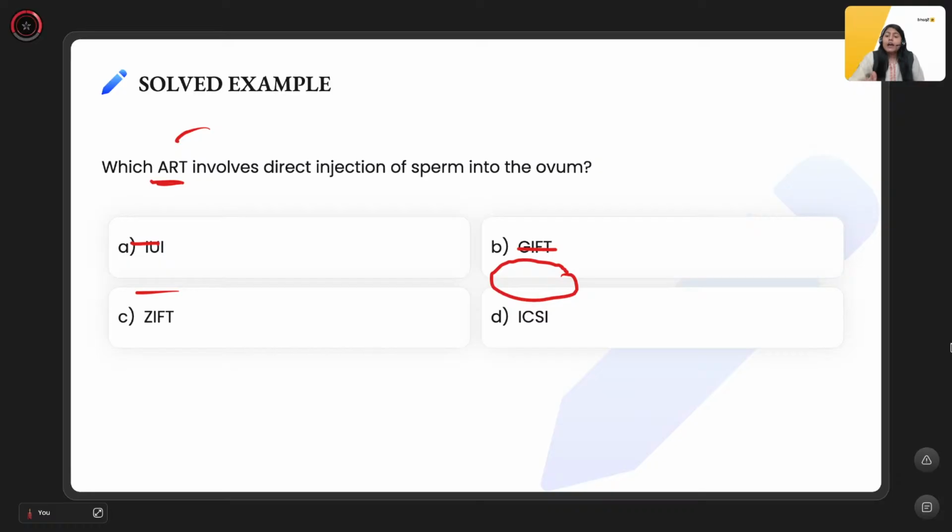Now, ICSI, intracytoplasmic sperm injection. If you just look at the full form or the name of ICSI, it is very easy to deduce what it is. It is intracytoplasmic sperm injection. So in the cytoplasm of the ovum, sperm is directly injected. So direct injection of sperm into the ovum, that is going to be your ICSI, which is intracytoplasmic sperm injection.